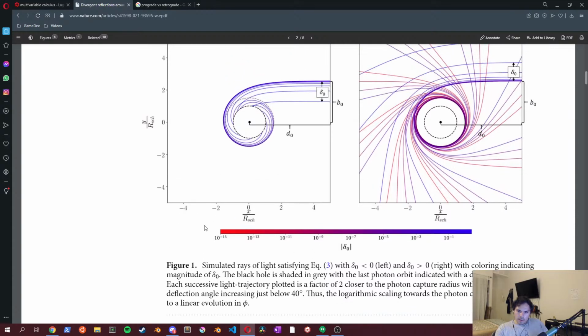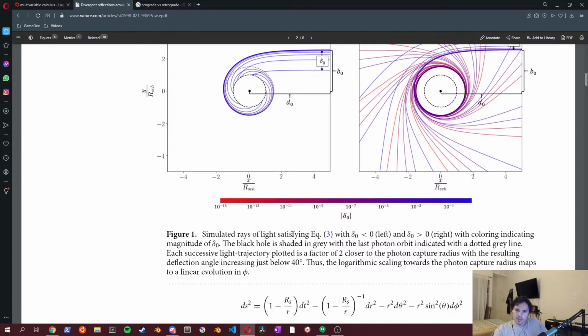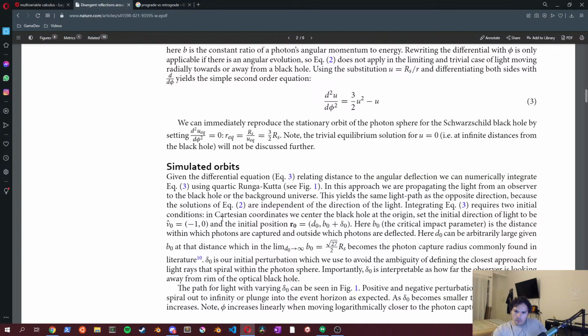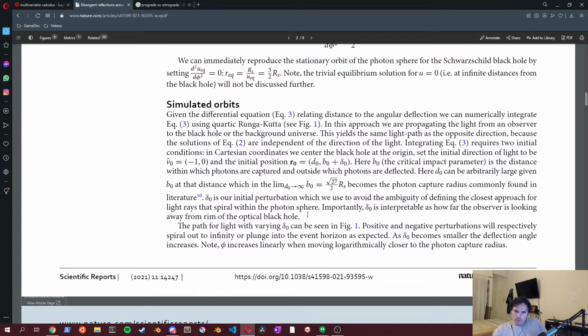Okay, so let's look at figure 1. Simulated rays of light satisfying equation 3 with delta 0 less than or equal to 0 on the left and delta 0 greater than 0 on the right, with coloring indicating the magnitude of delta 0. Do we know what delta 0 is? Delta 0 is our initial perturbation. Okay, maybe we need to finish this paragraph first.